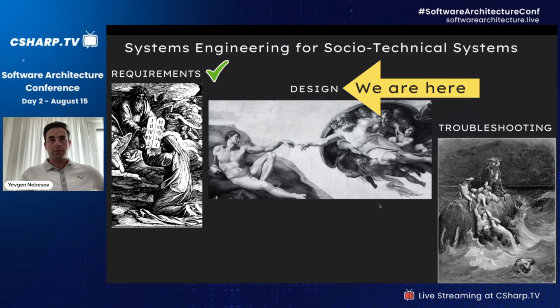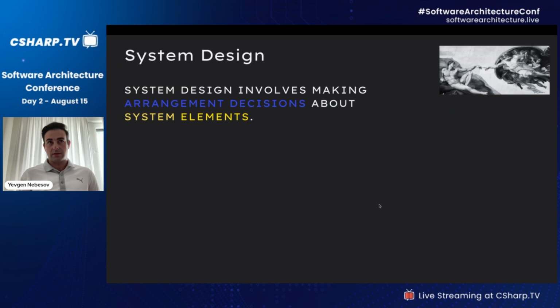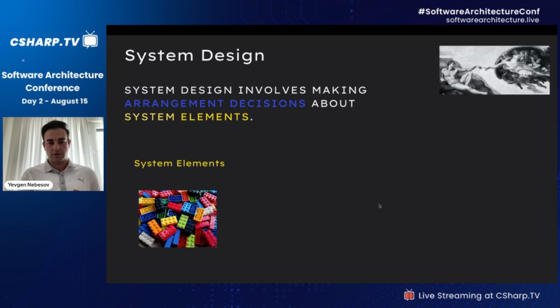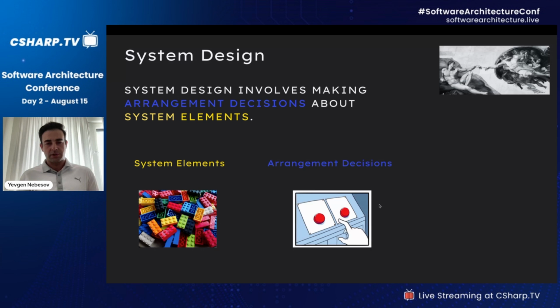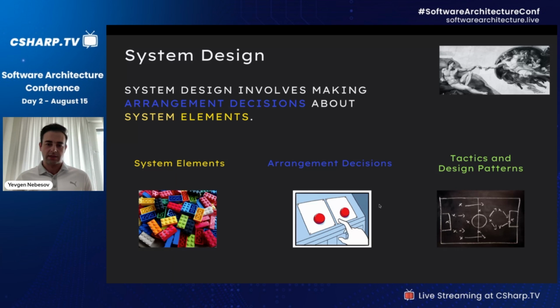And the idea here is very simple. Basically, design of any system is making arrangement decisions about system elements. And if we understand what the system elements in socio-technical systems are, and what the arrangement decisions in socio-technical systems are, then we get a language to describe our socio-technical design. And with the help of this language, we can express our design, we can communicate it, and we can discuss it. And afterwards, we can even use tactics and design patterns for solving structurally similar requirements in other systems to fulfill also our functional or non-functional requirements.